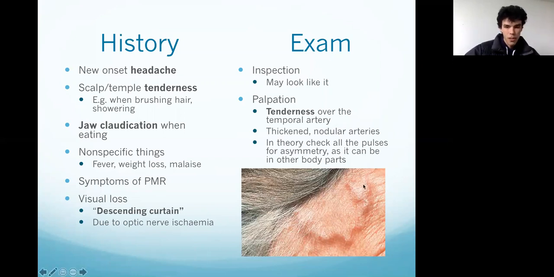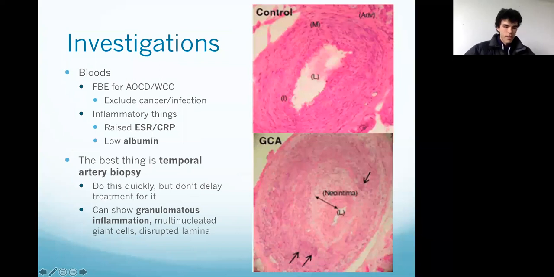So on exam, it might look like this, where you look, oh, that doesn't look right. I'm probably going to get someone to biopsy that. If you feel it, it's going to be quite thick and nodular and tender as well. You can check everywhere for it. You're probably not going to have to examine someone for GCA, but it's a possibility that you can have it in other areas as well.